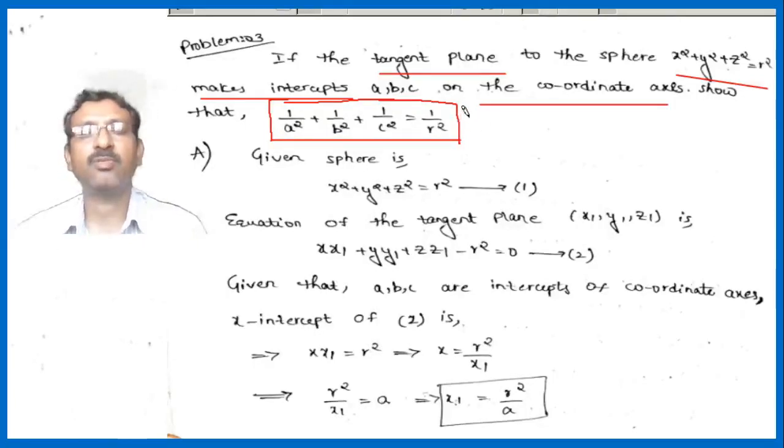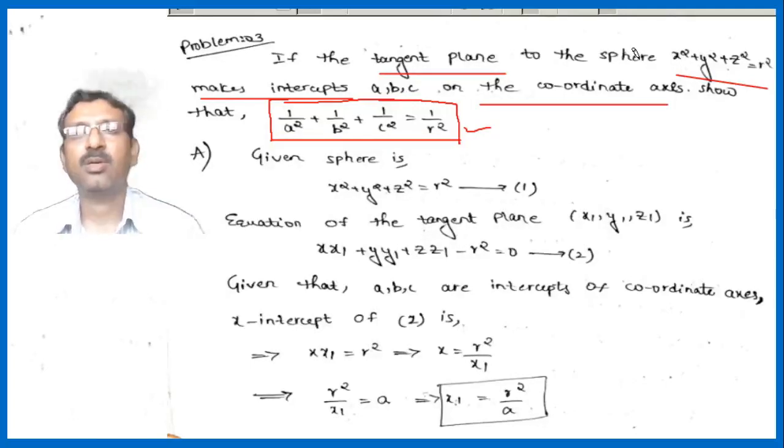Here the question is that one sphere is given and a tangent plane is given. The tangent plane not only touches the sphere but also makes intercepts on the coordinate axes. So what are the intercepts? If we take two axes for convenience, we are taking the x and y axes.